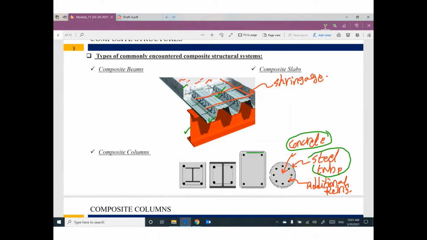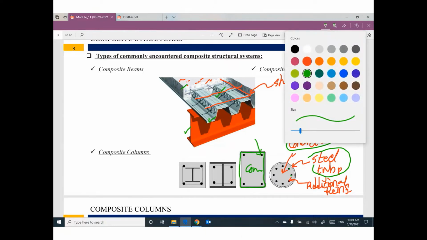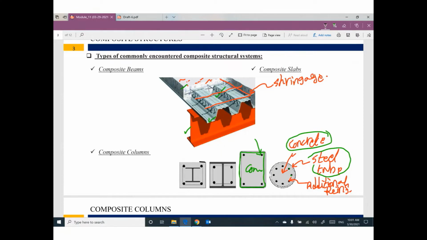Or the tube looks like rectangular shape filled with concrete and we have reinforcement. Sometimes we have concrete and we have steel column embedded in the concrete besides additional reinforcement.